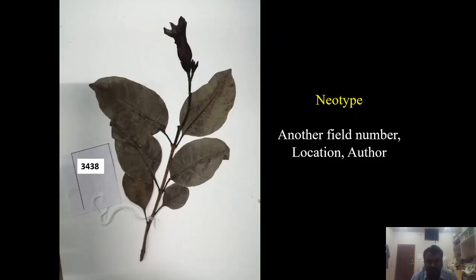Then neotype. The species is the same, but the field number is different, and the location is different, and it was collected by another author, which is known as neotype.